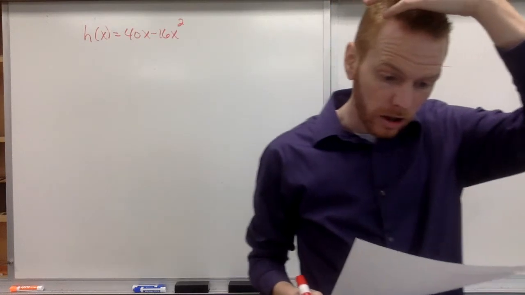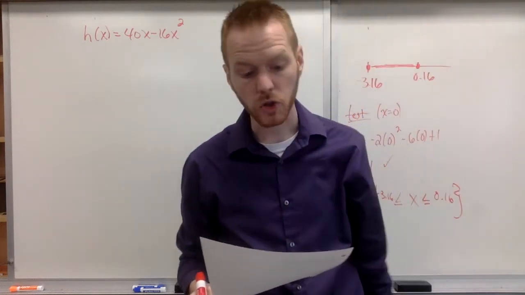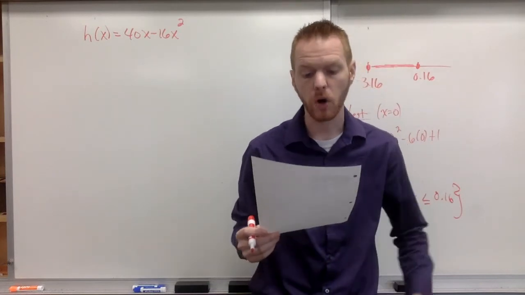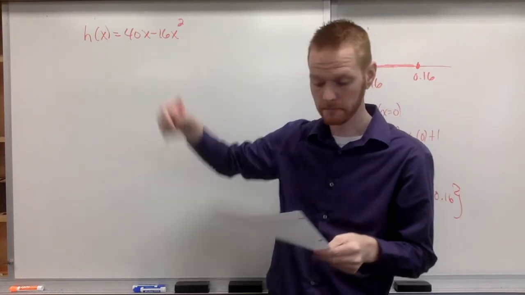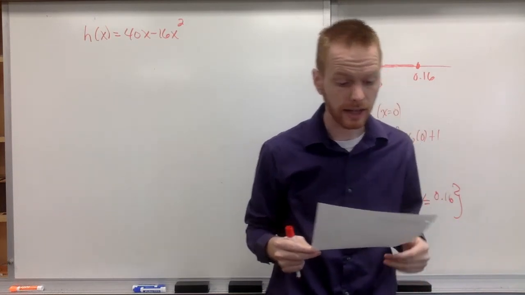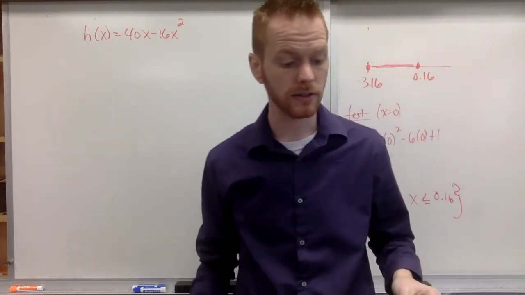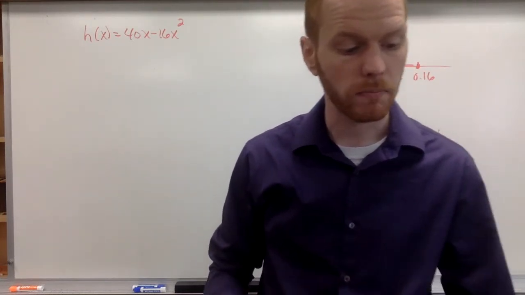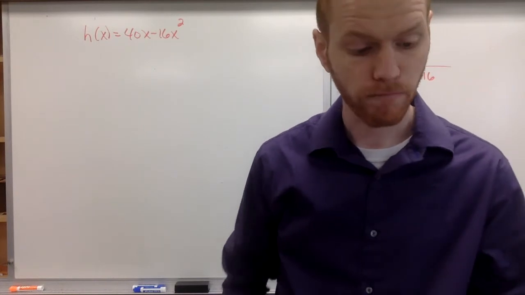The height of a ball above the ground after it's thrown upwards at 40 feet per second can be modeled by this function. Okay? Where h(x) is given in feet and time, which is x, is given in seconds. At what time in its flight is the ball within 15 feet of the ground?